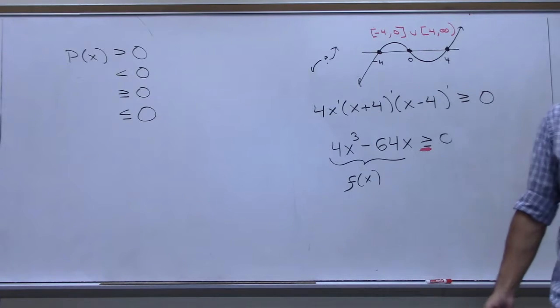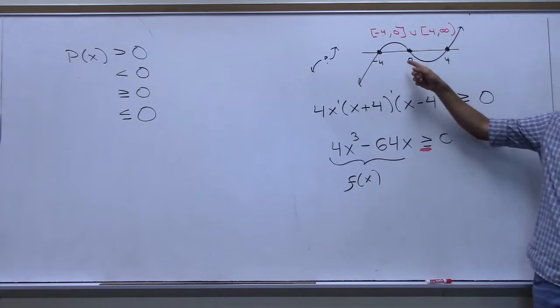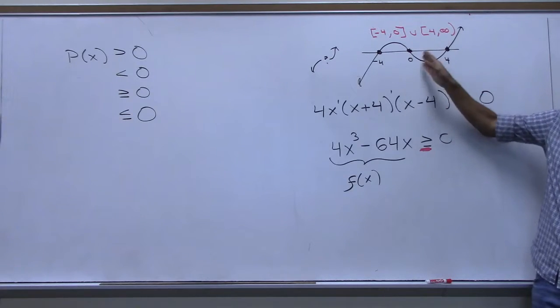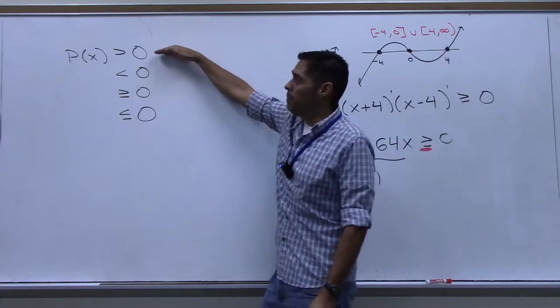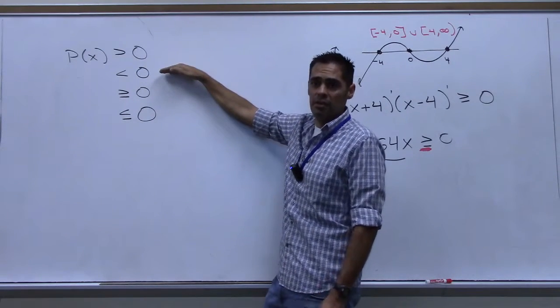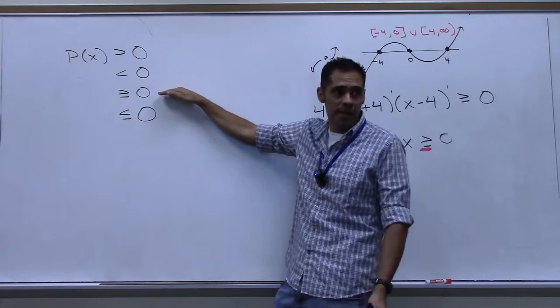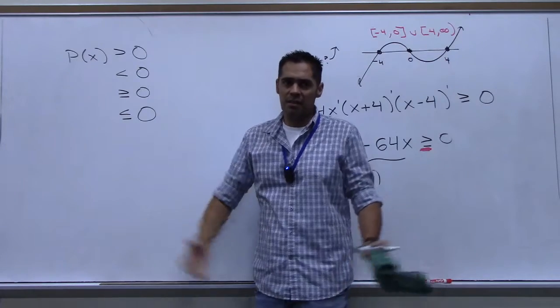So this is really, there's nothing new here except that at the end what we're going to do is figure out where the graph is either above the x-axis but not touching, below the x-axis but not touching, above the x-axis and touching, or below the x-axis and touching. Make sense? So it's the same. There's nothing new.